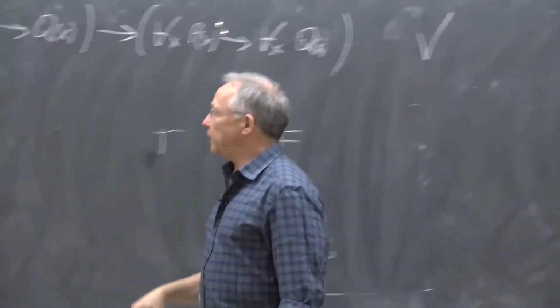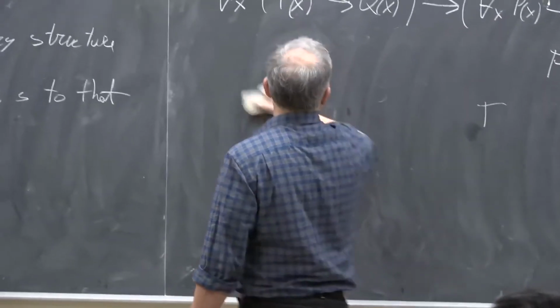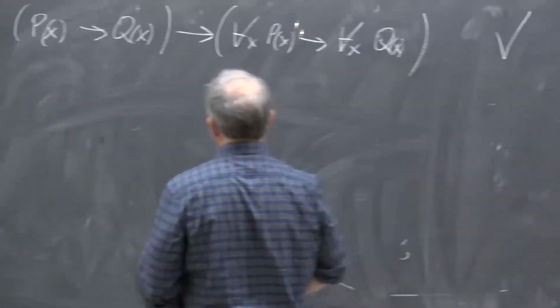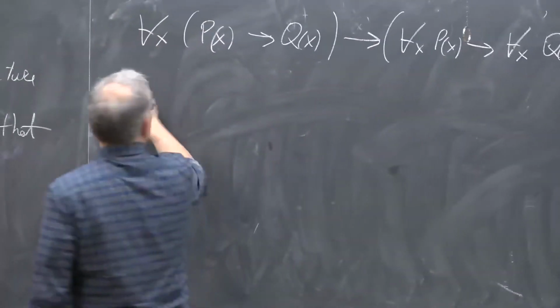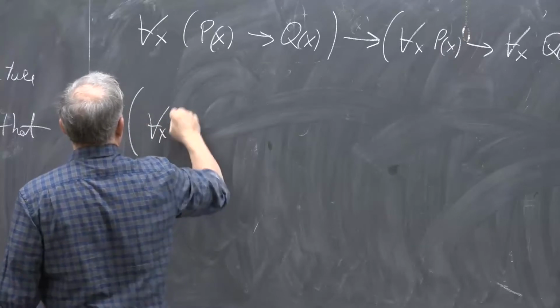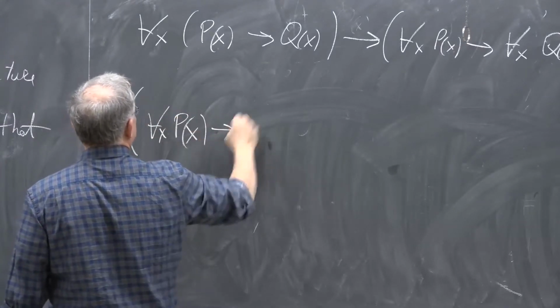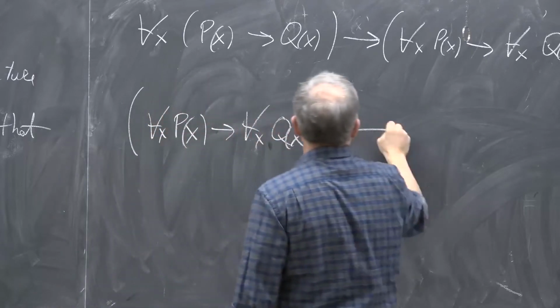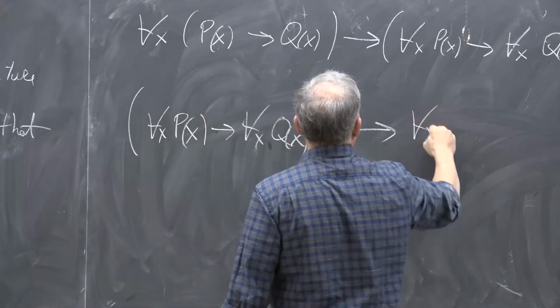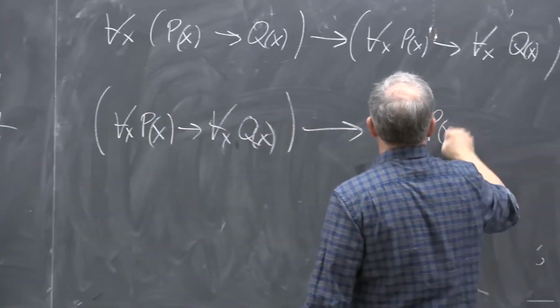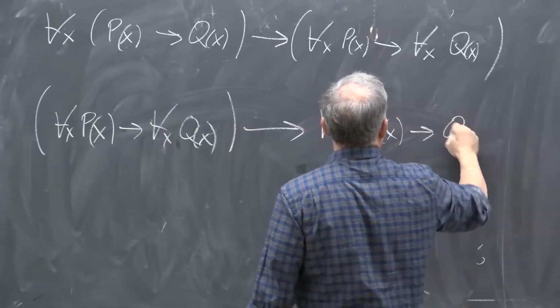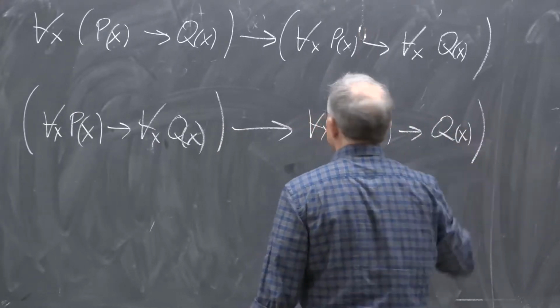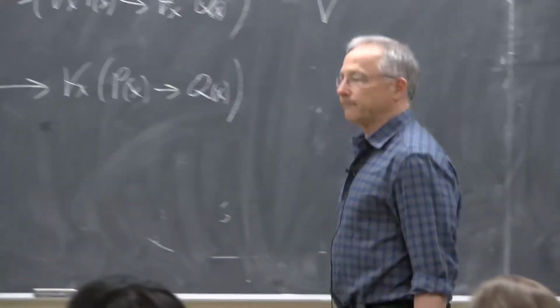So let's move to the opposite formula. What about the formula that takes the same thing, just reversing the order? So I'll have: for every x, p of x implies for every x, q of x, implies for every x, p of x implies q of x. So what do you say about this formula?